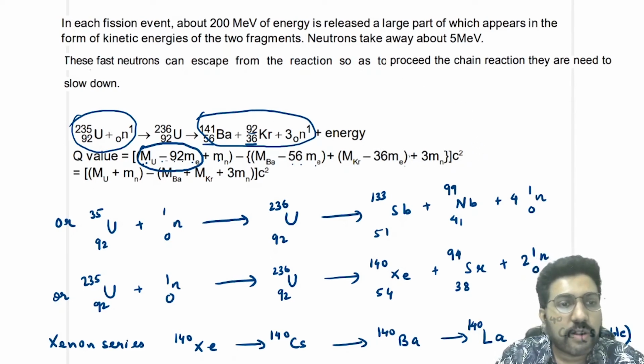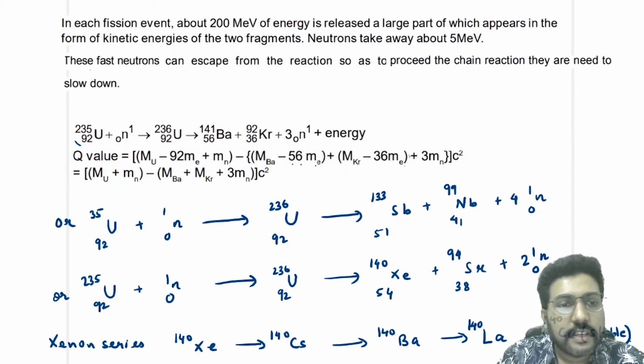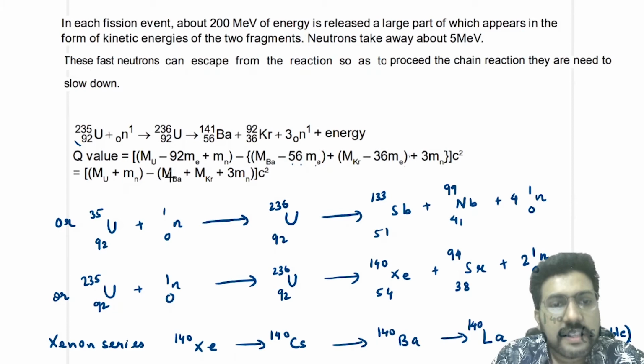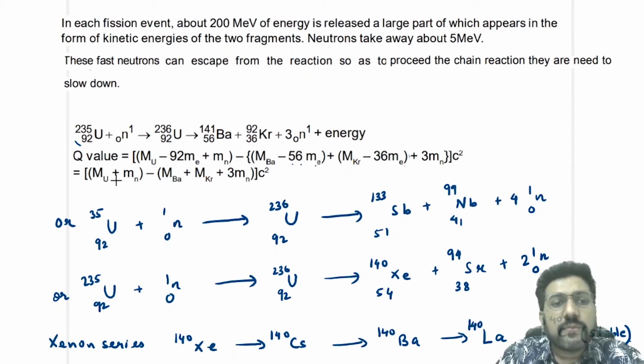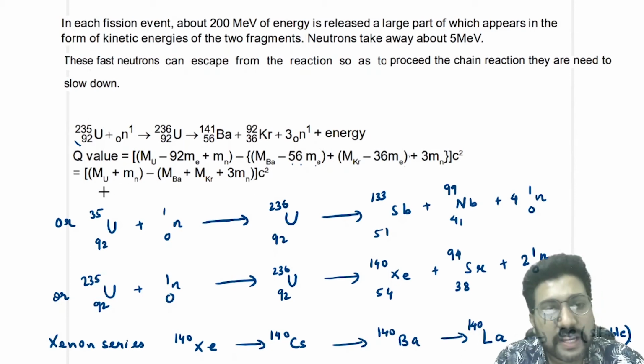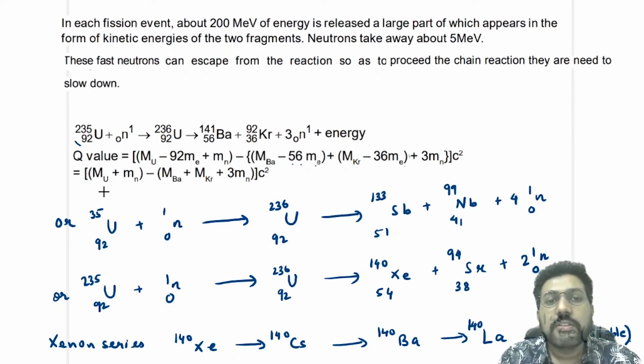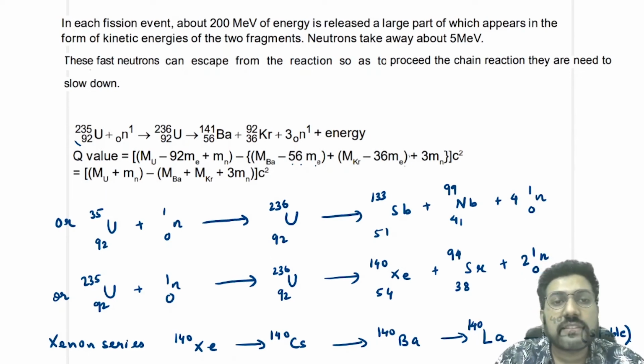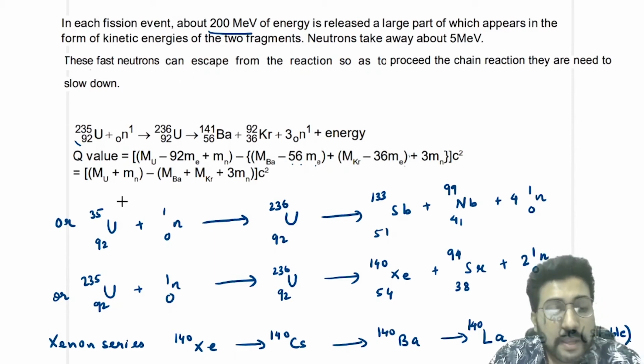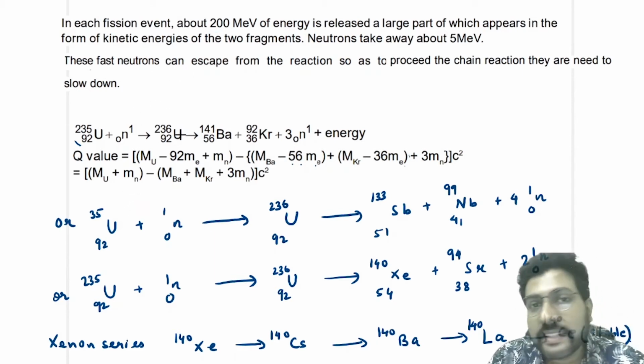So when you solve this, you will get Mu plus Mn minus Mba plus mass of krypton plus 3Mn into C square. Okay, when you put the values of mass of uranium, mass of barium, mass of krypton, mass of neutron, you will get the energy as approximately 200 mega electron volt. Okay, but this is not the only reaction that is taking place.